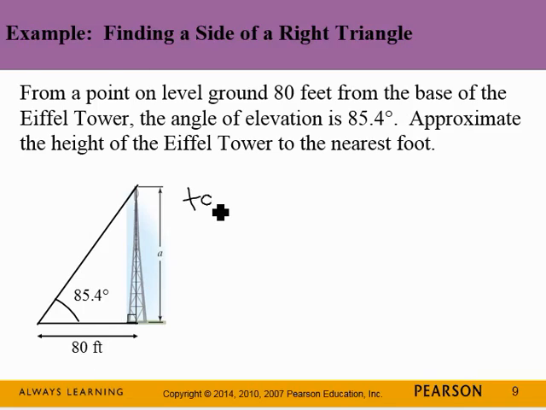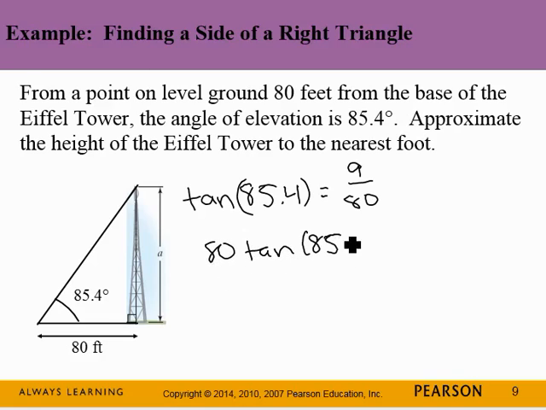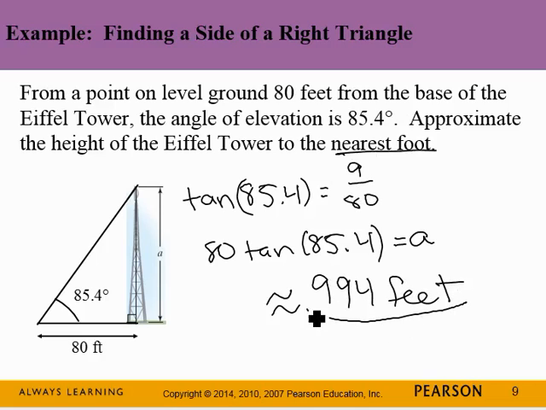So I would use tangent of 85.4. You want the opposite, so A, over your adjacent, which is 80. So you have 80 times the tangent of 85.4, and that's going to give you your A. So when you solve it and it says to the nearest foot, that's going to give you 994 feet. So the Eiffel Tower is approximately 994 feet.